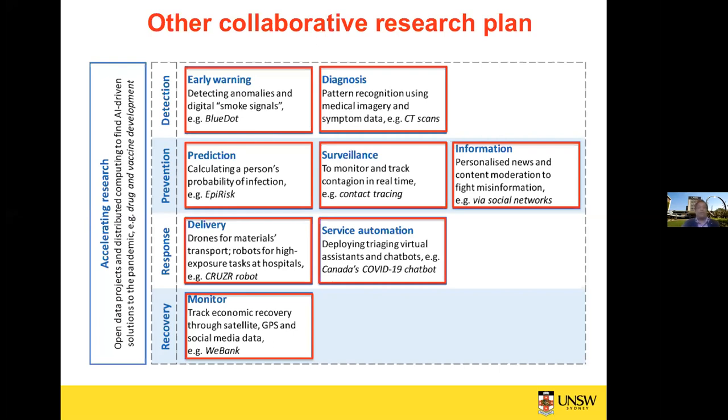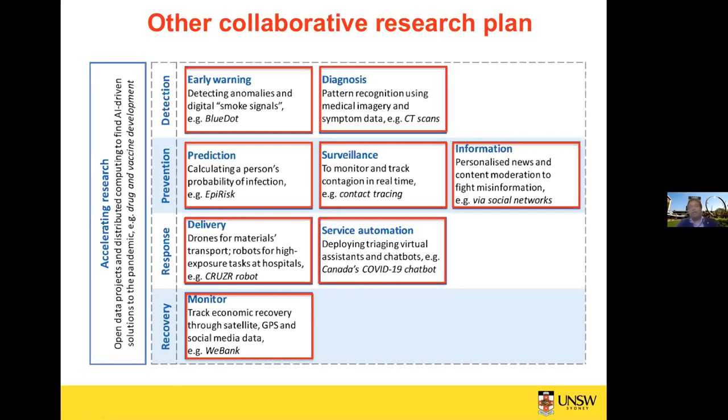And also for diagnosis, we are using some CT scan images. Also there is some clinical information like pathology tests. Using the pathology test, we can predict the patient and diagnose the patient without using PCR testing. Also, in the case of prevention, we can use some prevention approach, like calculating the probability of infection.